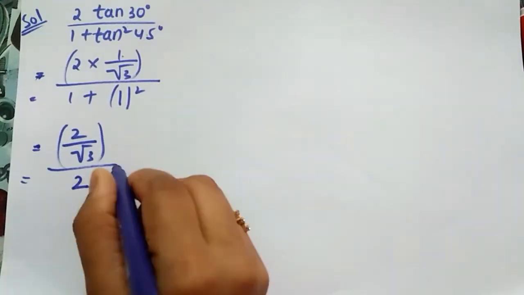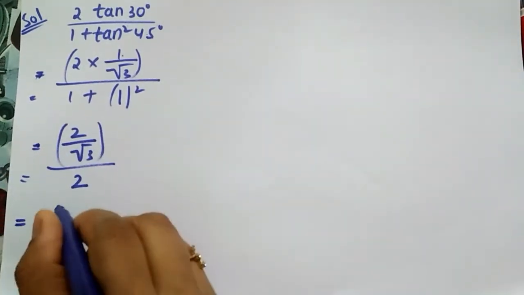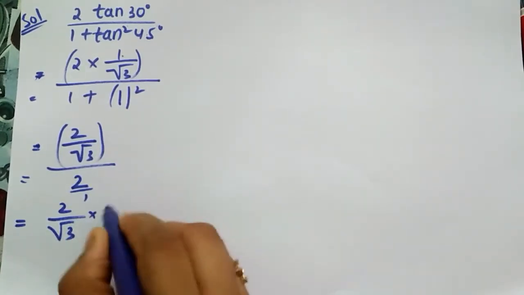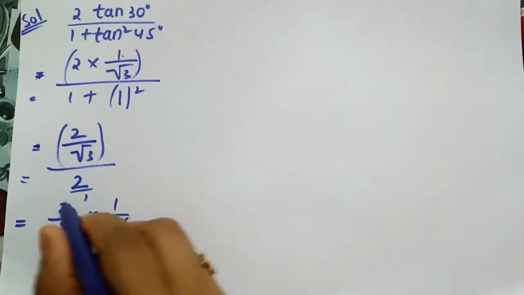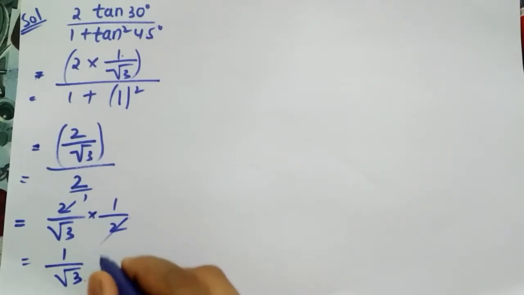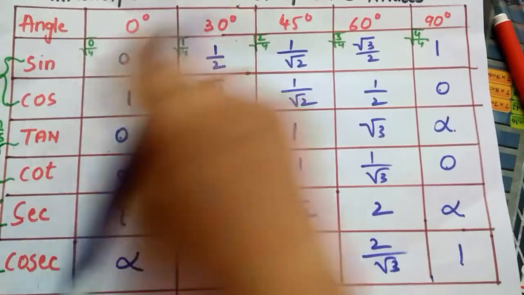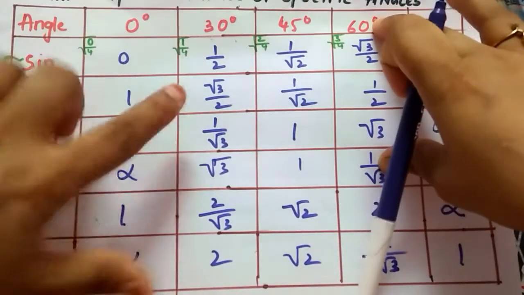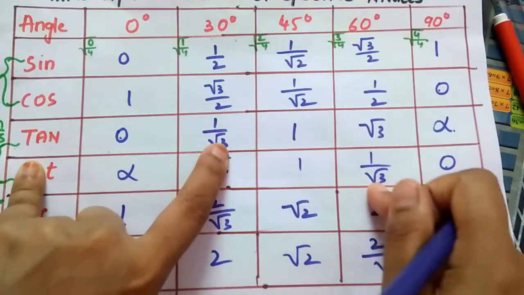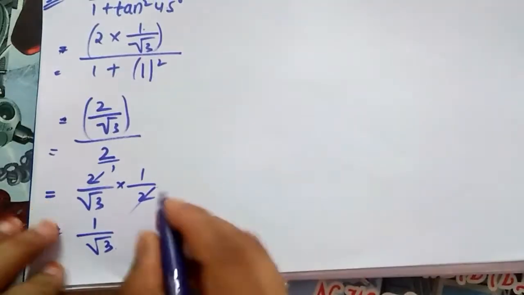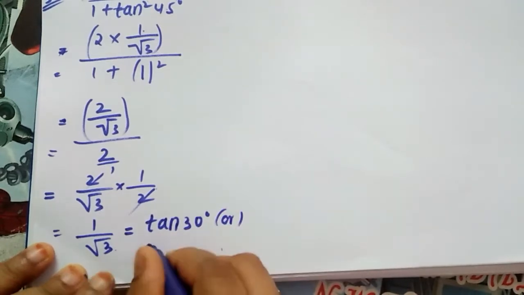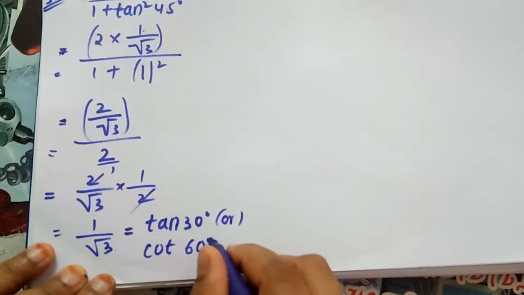We are taking this 2 value to the numerator. In that case, it will be 2 by root 3. Since it is 2 by 1, when it comes to the numerator, it gets reciprocated, 1 by 2. The 2 ones are cancelled. The answer is 1 by root 3. What is 1 by root 3 in the whole table? 1 by root 3 is either cot 60 degrees or tan 30 degrees. So we can take cot 60 or we can take tan 30, which is nothing but tan 30 degrees or cot 60 degrees. Answer.